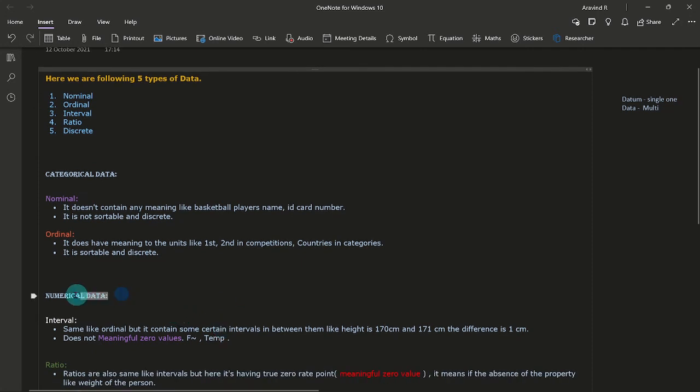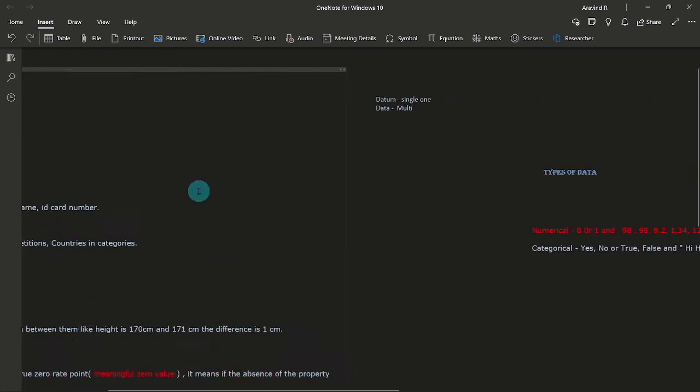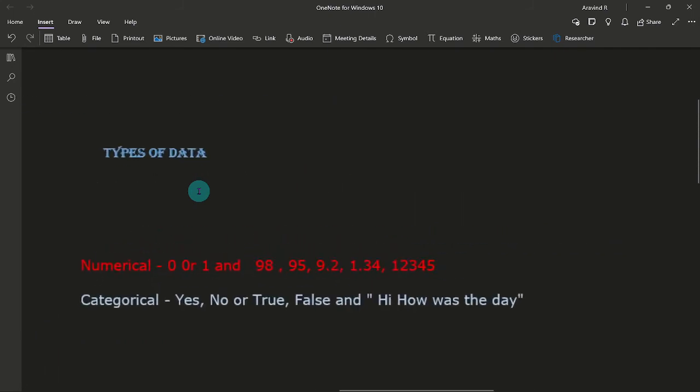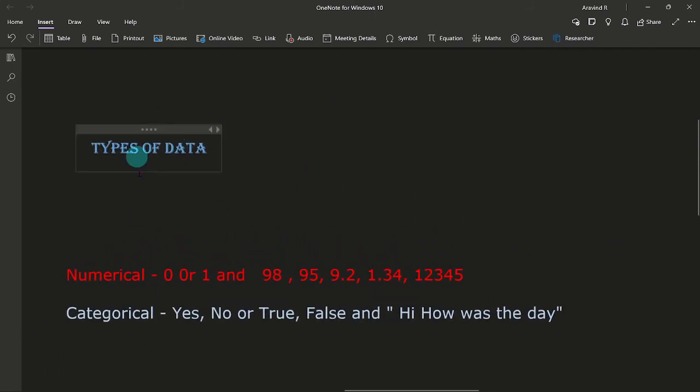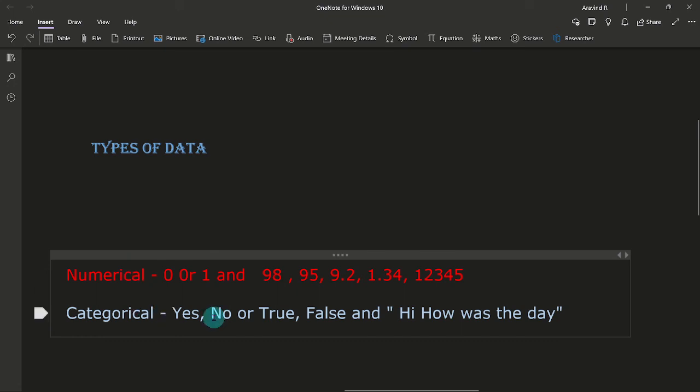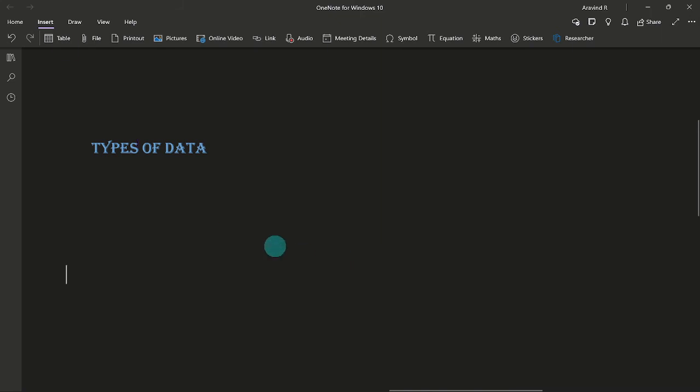Okay, guys. So here's a small recap of what we have studied in this class. We have understood the types of data. There are two types of data: numerical as well as categorical. I have given an example of numerical as 0 or 1, and for categorical, yes or no, true, false, or maybe some string. So these are the two types of data.